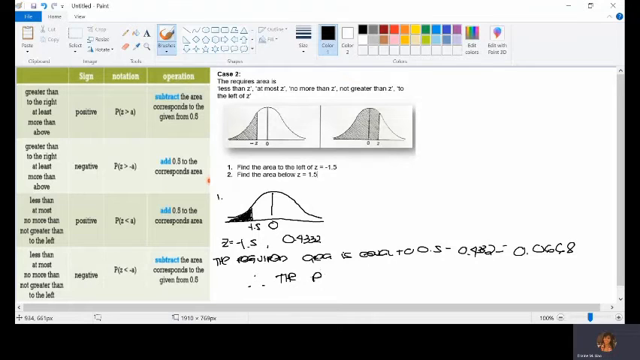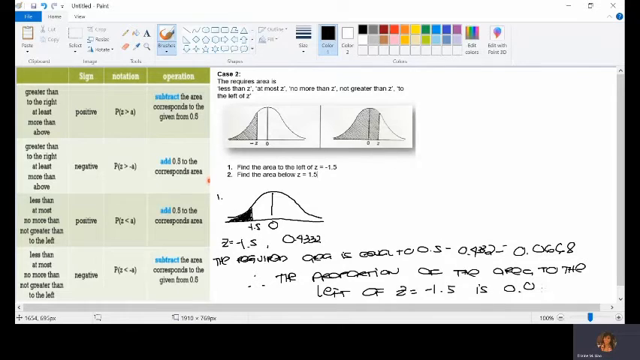Therefore, the proportion of the area to the left of Z equal to negative 1.5 is 0.0668 or 6.68%. So meaning this shaded region is equal to 6.68%.